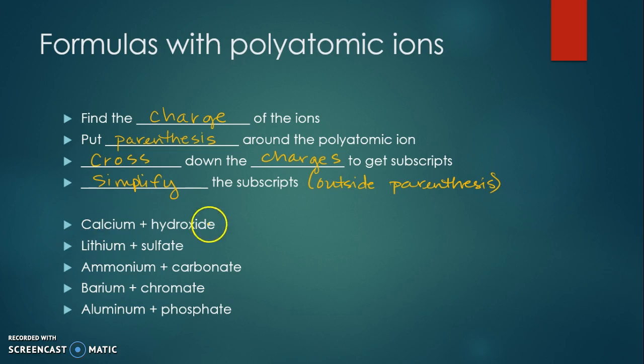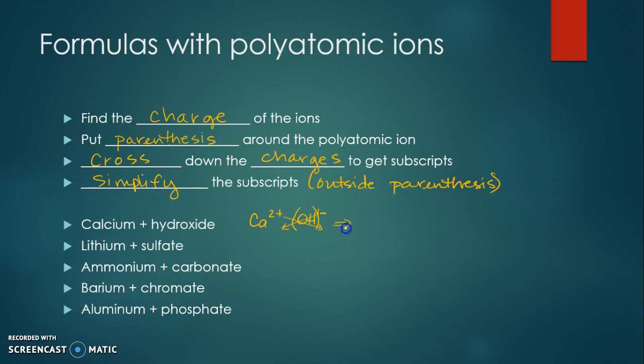Okay, so calcium hydroxide. Calcium is in group 2. It has a positive 2 charge. And hydroxide is OH with a negative 1 charge. All right, so we've found our charges. Now we put parentheses around the polyatomic ion. So put parentheses around it. Okay, now we can cross down our charges. That goes there, that goes there.